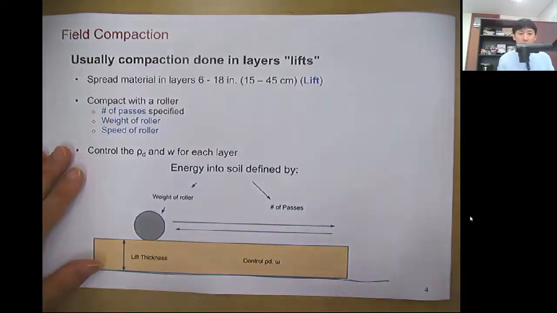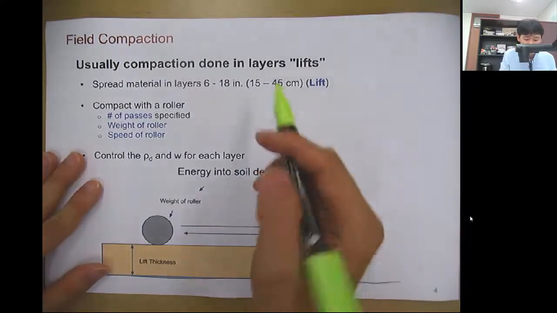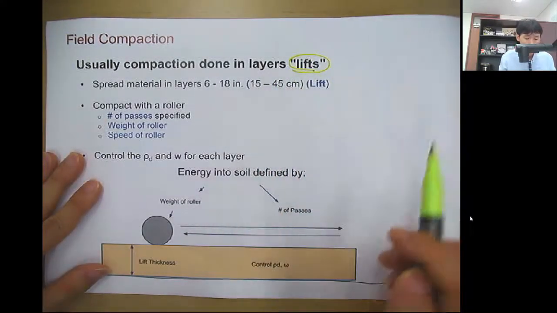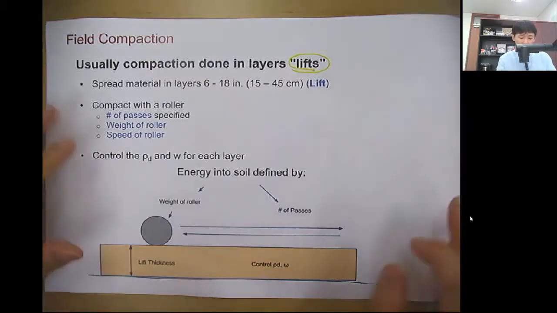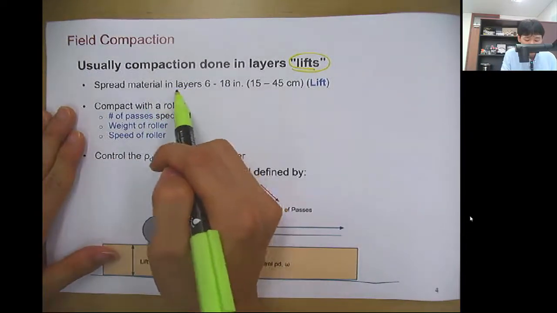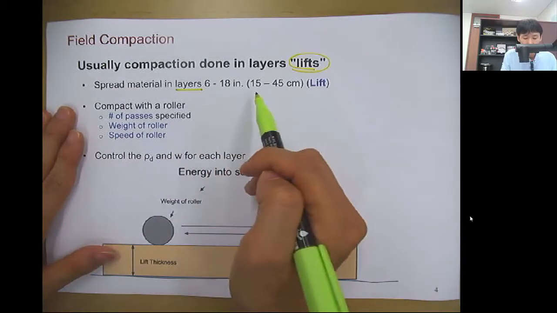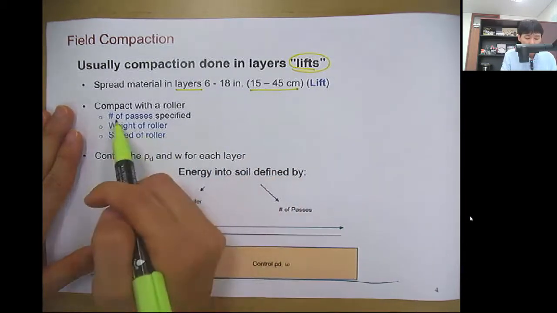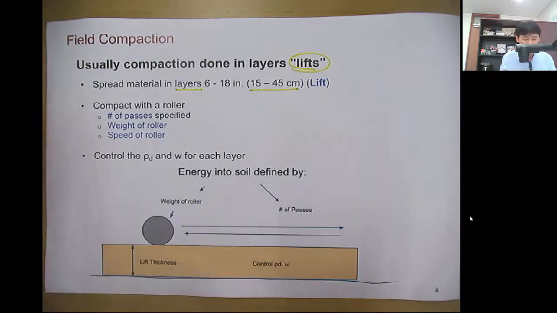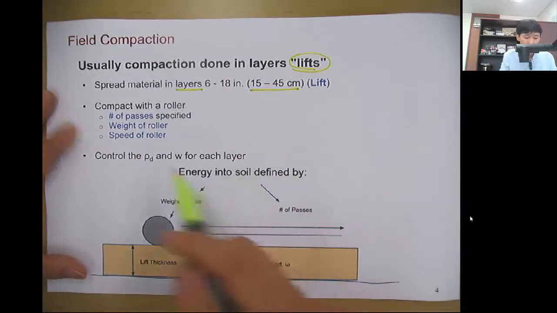In field compaction, usually compaction is done in layers, and each layer is called a lift. So the layer thickness is also referred to as the lift thickness. Spread the material in layers, normally 15 to 45 centimeters. It's called the lift. And then you tow the rollers to compact the soil.